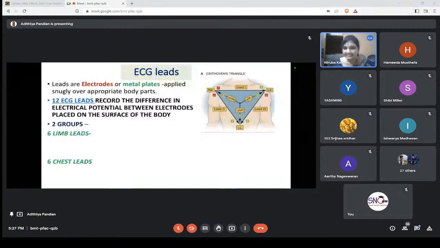AVR has only one exploring electrode, with the positive in the right arm. AVL is the positive electrode in the left arm, and AVF is the positive electrode in the left foot, where F stands for foot. So these 3 plus your lead 1, lead 2, and lead 3, we call limb leads. Why do we call them limb leads? We place the electrodes on the limb.